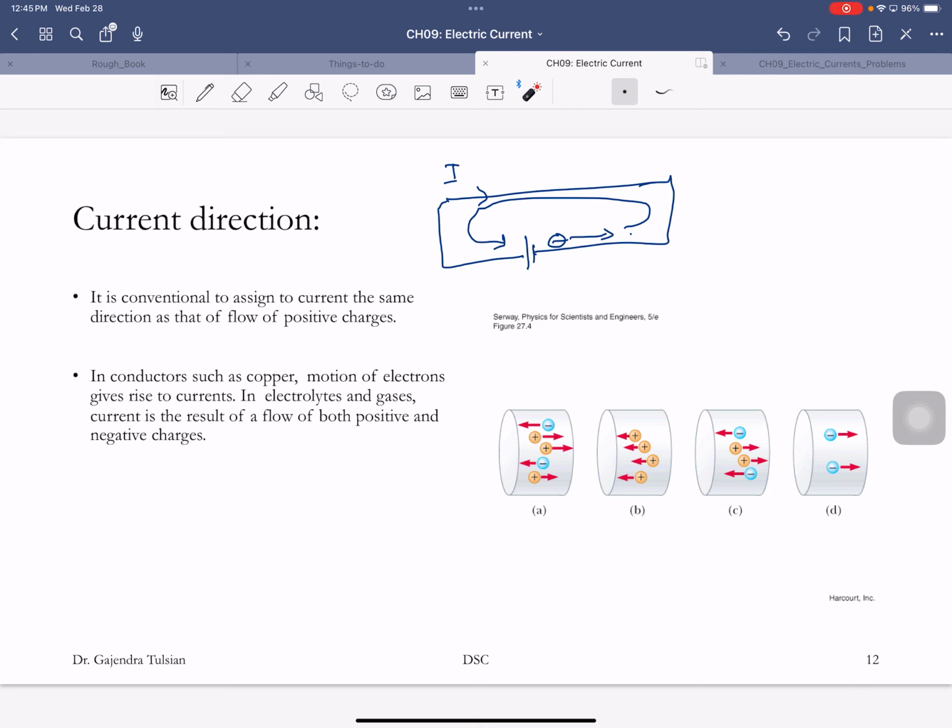Right, so now by convention, here's a battery. The long line is the positive terminal of the battery. The short line is the negative terminal. And by convention, current flows from the positive to negative terminal. But in a metal, really, it's electrons flowing in the opposite direction. This convention was adopted before we knew about electrons.